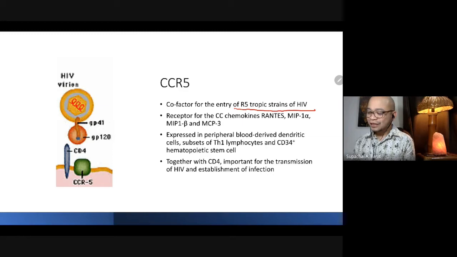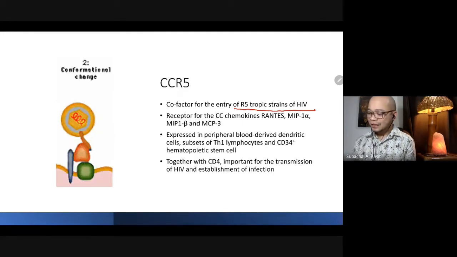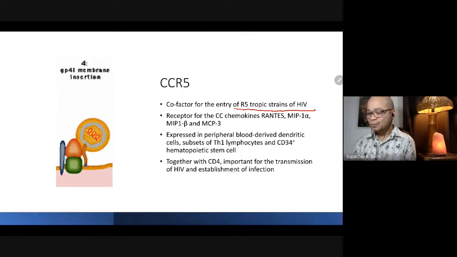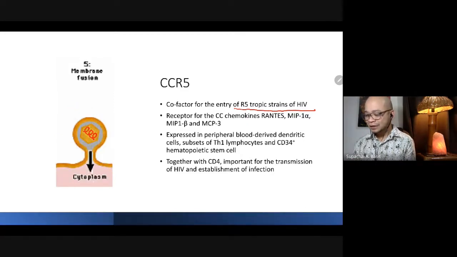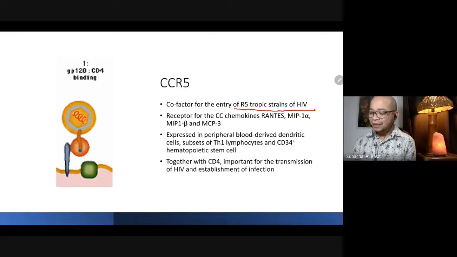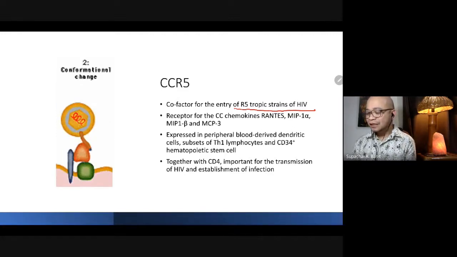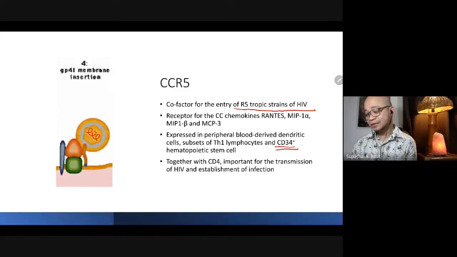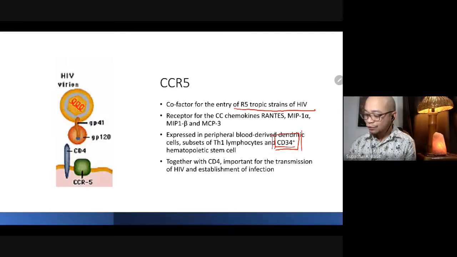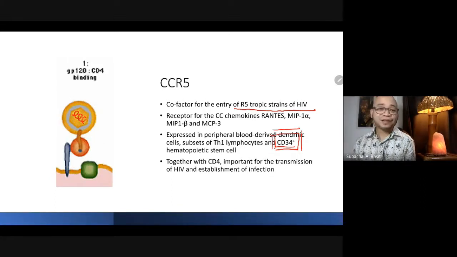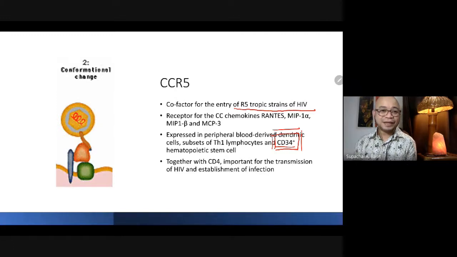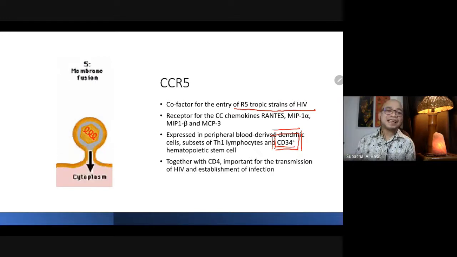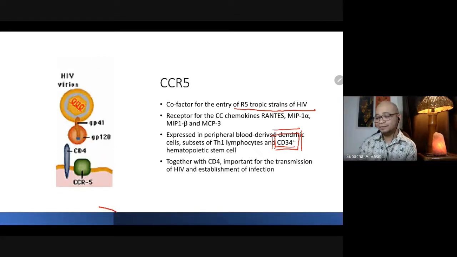It is the receptor for the CC chemokine. So it's identified as RANTES, MIP-1 alpha, beta, and MCP-3. It is expressed in blood-derived dendritic cells, subsets of T helper 1 lymphocytes, and CD34 hematopoietic cells. Okay? So CD34 is our marker for stem cells. Together with CD4, it is important for the transmission of HIV and establishment of infection.